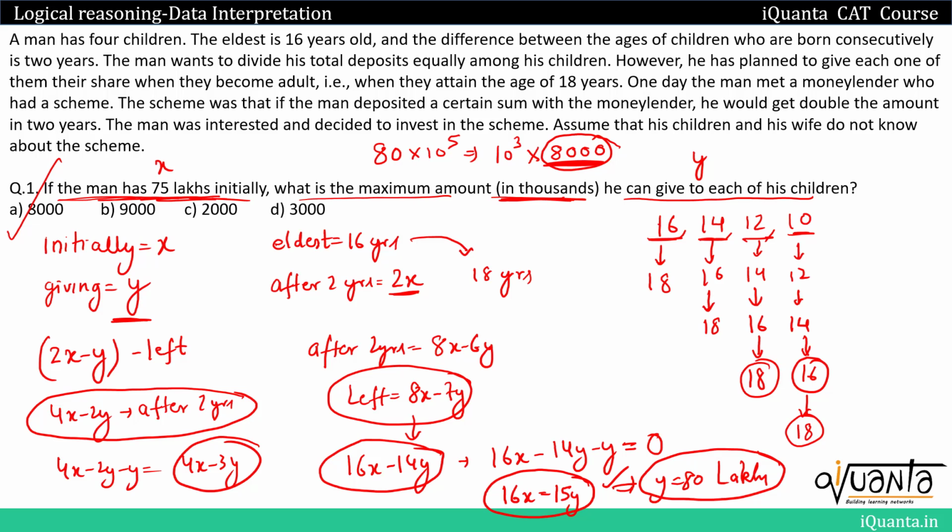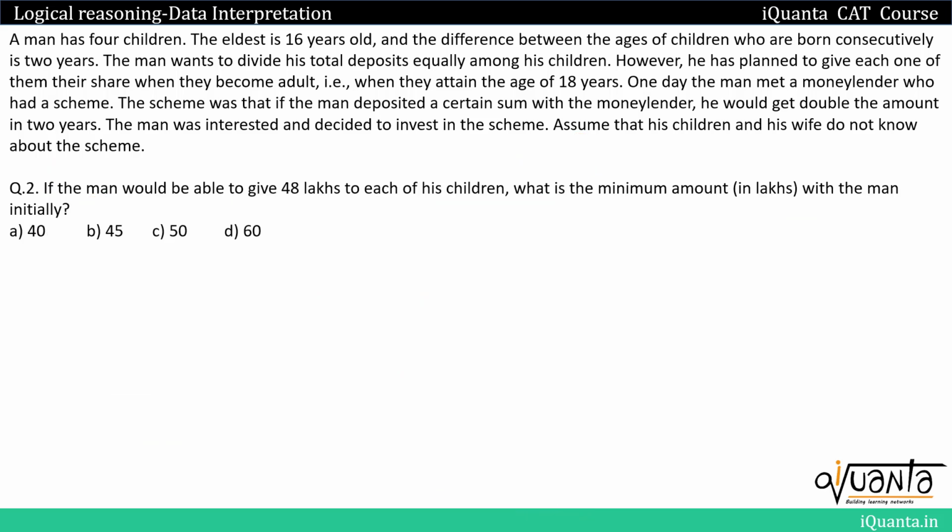We'll be using the same equation again if we need it: 16x equal to 15y. So the second question is, if the man would be able to give 48 lakhs to each of his children. So what was the money that he was giving to each and every child? It was y. So now the value of y is 48. What is the minimum amount in lakhs with the man initially? So now we want to find out the value of x, because x was the amount he was having initially.